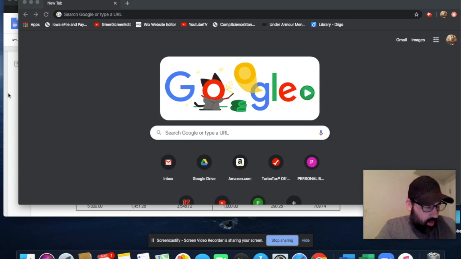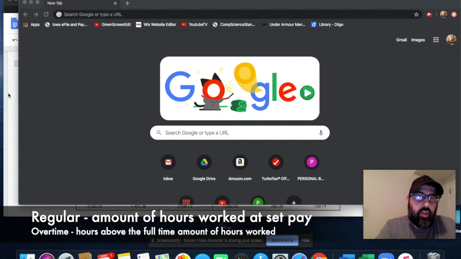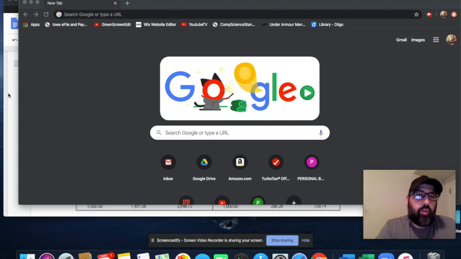Okay. The last two go together, and they are regular and overtime. Regular pay would be like if you're a full-time employee and you work, typically speaking, they talk about 35 to 40 hours. 32 to 40 hours, something like that would be considered full-time. And if I'm working full-time and I'm making $10 per hour for my regular pay, up till 40 hours, I would make $10 an hour. So that would translate to $400 for that pay period.